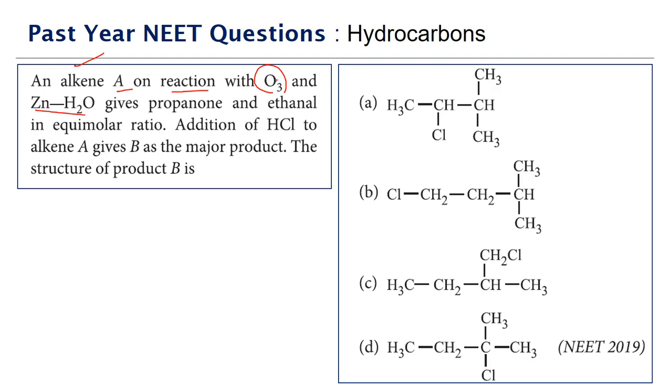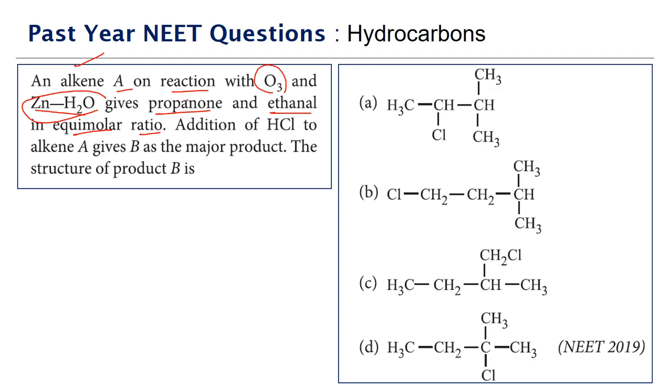So any alkene, when it is reacting with O3, it will be forming the ozonide complex, and on treatment with zinc water, it is basically the reduction step that will happen after it. So it's basically reductive ozonolysis. It gives propanone and ethanal. Reductive ozonolysis of alkenes will give us aldehydes or ketones depending upon where the double bond is present. So the alkene is giving propanone and ethanal in equimolar ratio, meaning whatever the number of moles of propanone getting formed, the same number of moles of ethanal is also getting formed.